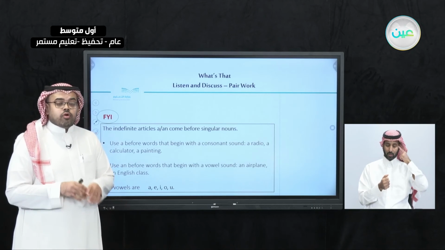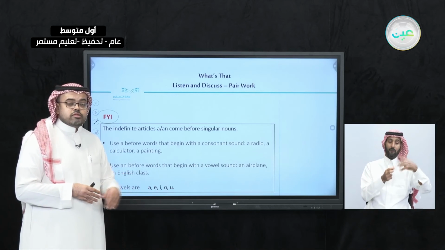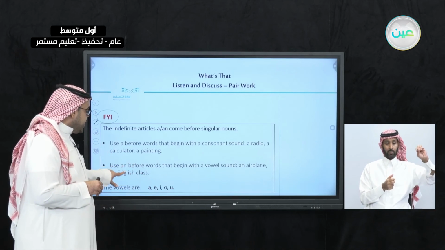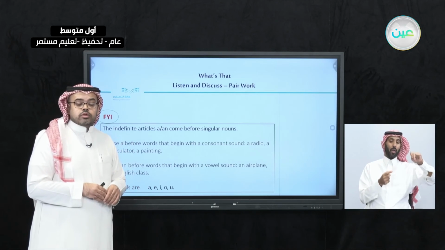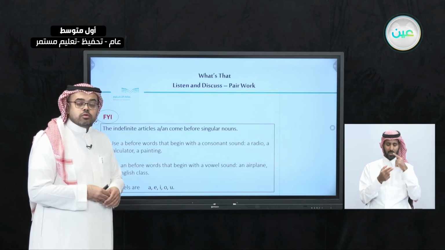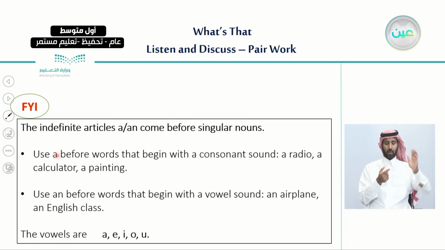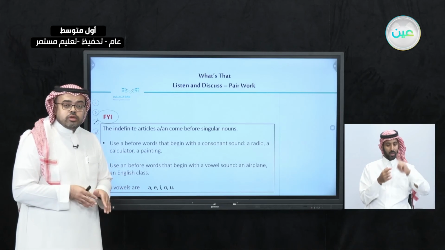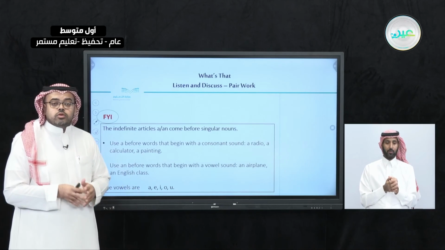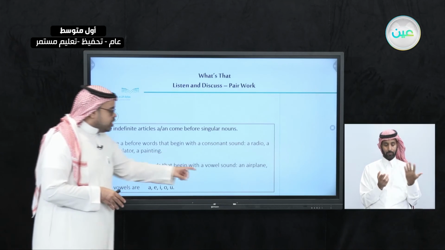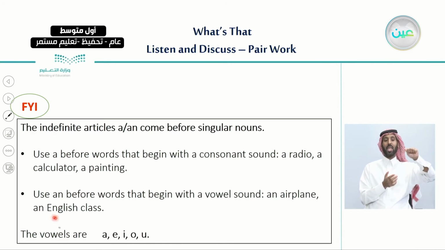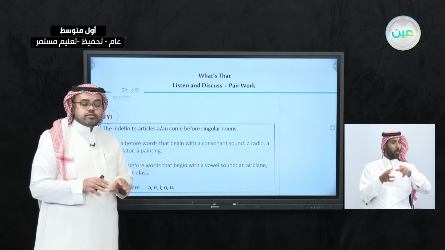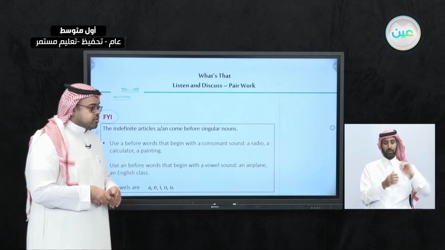So when we read any word that begins with one of these letters, we use the indefinite article an. And when we read a word that does not begin with these letters, then we can use the indefinite article a. Again, as an example, we can say a radio, which does not begin with a vowel, a calculator, a painting, okay? And with words that begin with vowels, we must use an before, for example, an airplane or an English class. So these are examples of when to use the indefinite articles.